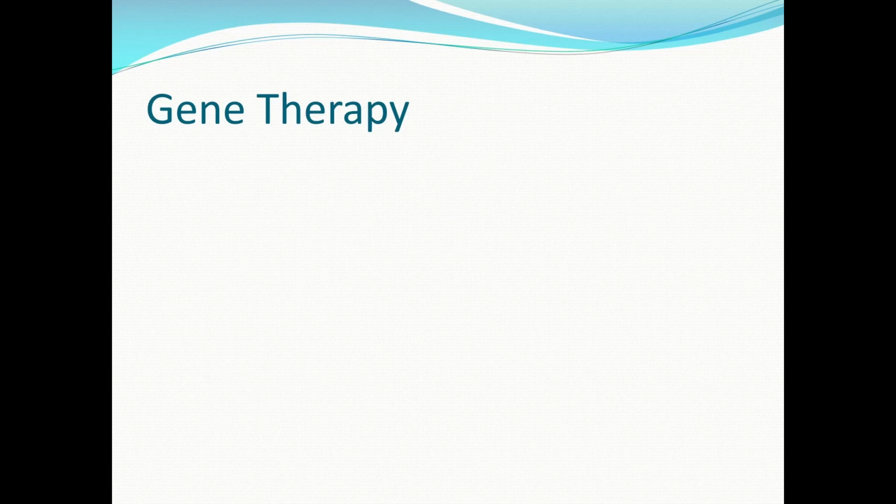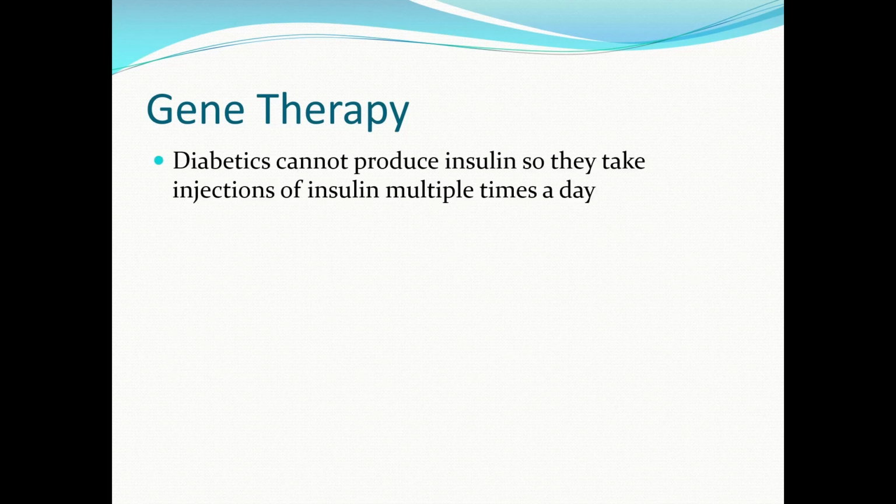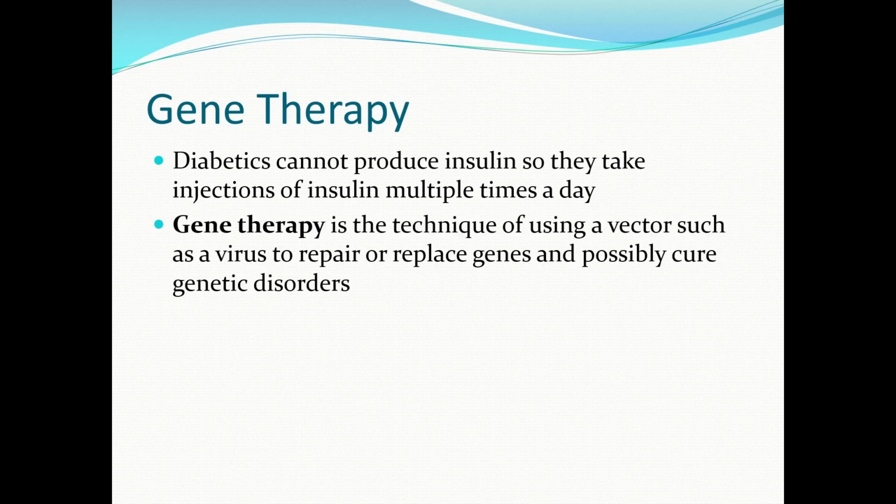Okay, this is something else you need to know, gene therapy. So diabetics cannot produce insulin, so they take injections of insulin multiple times a day. So gene therapy is using a vector, such as a virus. So a vector gets a disease into something. So they use a virus to repair or replace genes that can possibly cure genetic disorders.